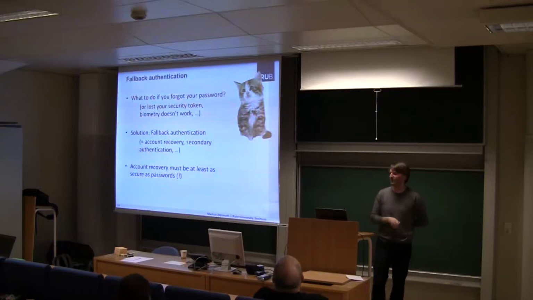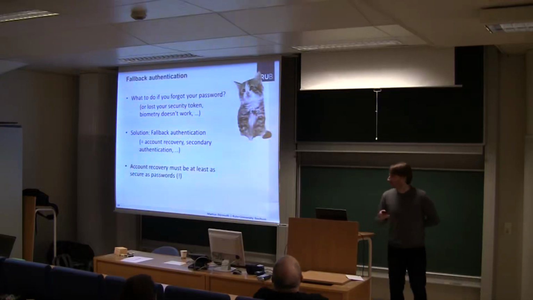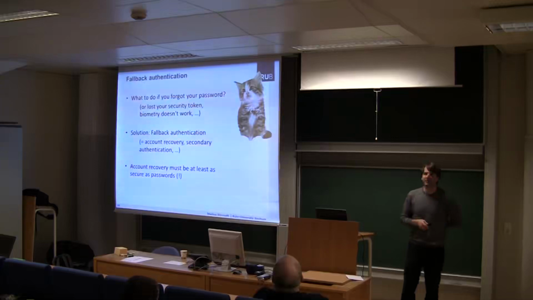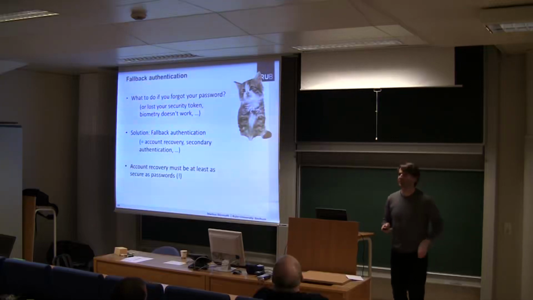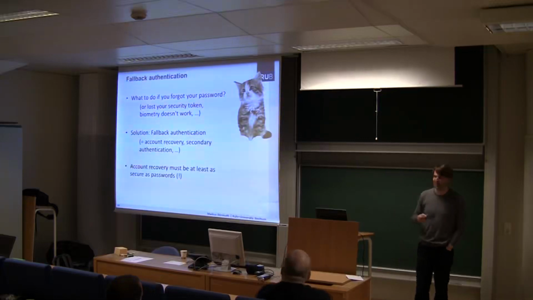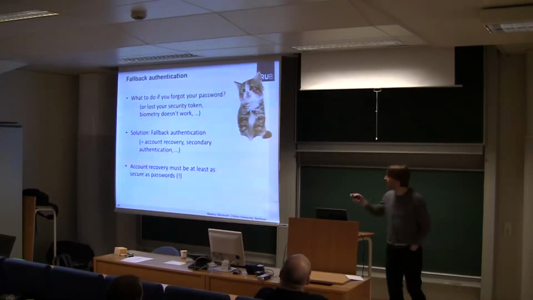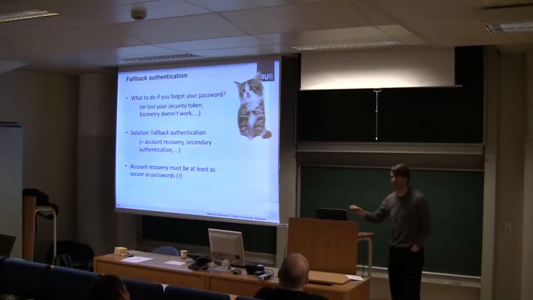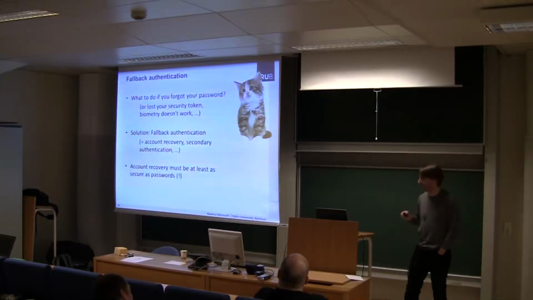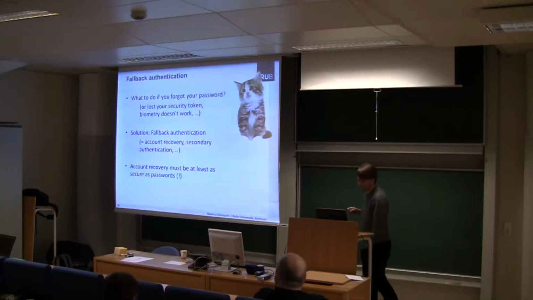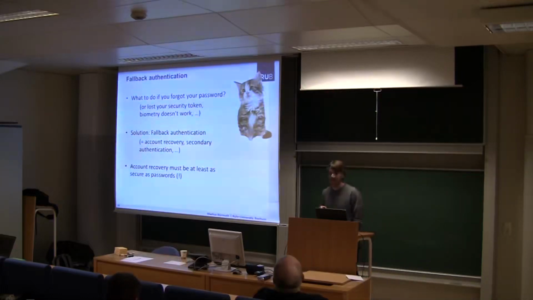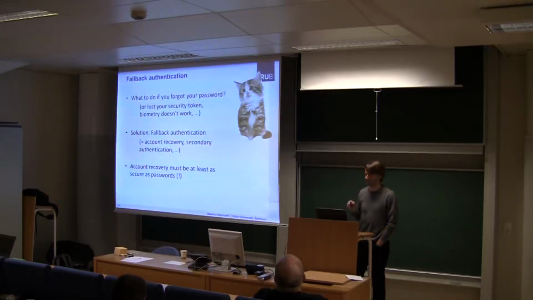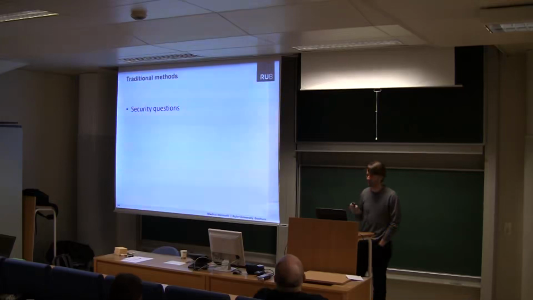All of you know. You forget passwords, you lose security tokens, and you cut your fingers so that your fingerprint sensor doesn't recognize you anymore. This is bad, so you need a way to regain access to your account or to reset your passwords. There are many names for fallback authentication: account recovery, secondary authentication, password reset, whatever. And of course, if the account recovery is less secure than the original mode of authentication, then the attacker will attack that. So it has to be secure.